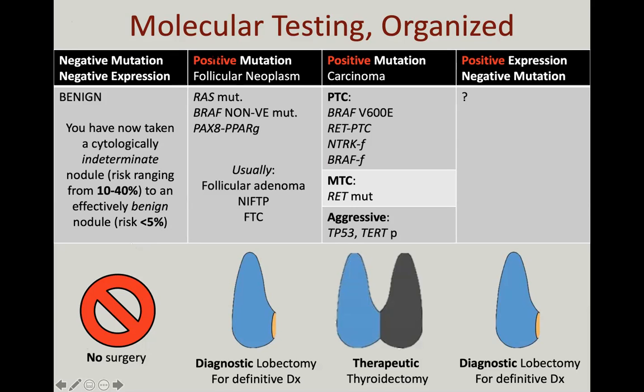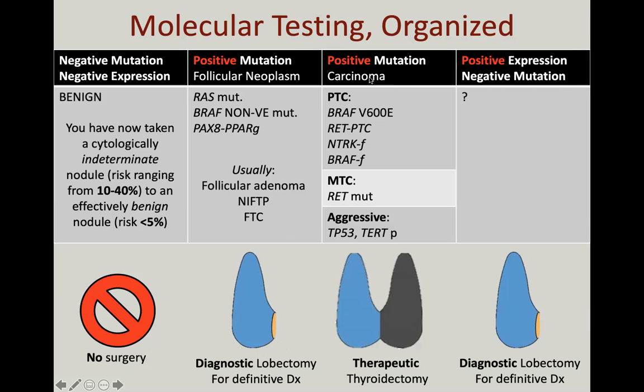If you have a positive mutation that is implying a follicular neoplasm, right, that being RAS, PAX8, PPAR gamma, non-V600E BRAF, these can be anything from a follicular adenoma to a follicular carcinoma to a so-called NIFT-P, which, if we have time, I will talk about at the end. These patients generally require diagnostic lobectomy, right? So only that lobe, for definitive diagnosis between benign and malignant.